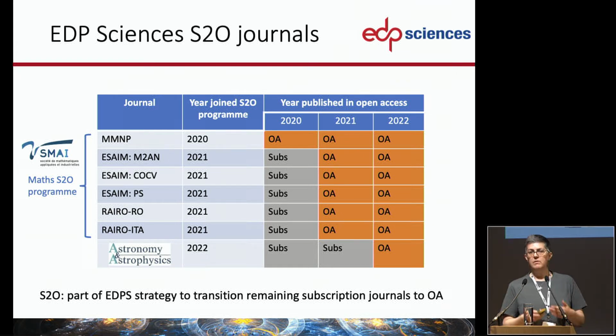So after these several years of experience that we have now, we have decided that the subscribe to open model will be part of EDP Sciences' strategy to transition the remaining subscription journals to open access. But it will depend on the field. I mean, there are certain disciplines where a different model will make more sense. It could be diamond, it could be gold.